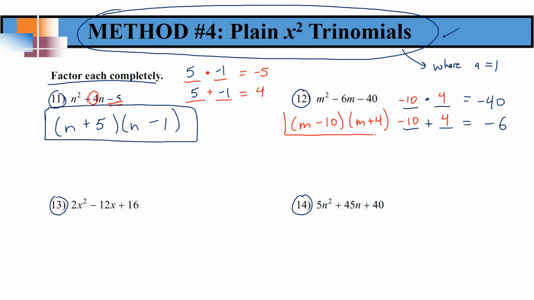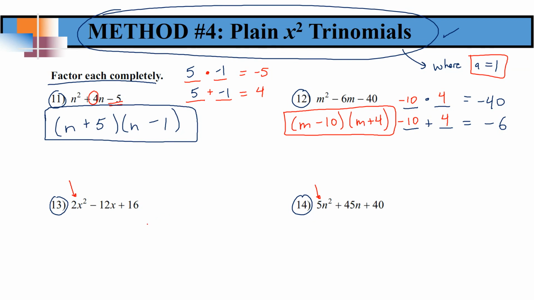If at any point you doubt your answer, try using FOIL. First, outer, inner, last, and you should get back to your original. Now, as we look at numbers 13 and 14, you might be thinking, how are these plain x squared trinomials? How is a equal to 1 in numbers 13 and 14? A being the leading coefficient. Well, you're right. The leading coefficient in each of these is not equal to 1.